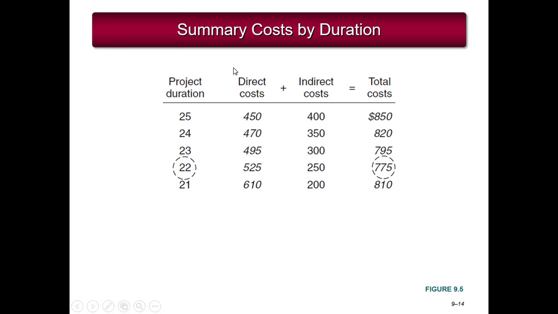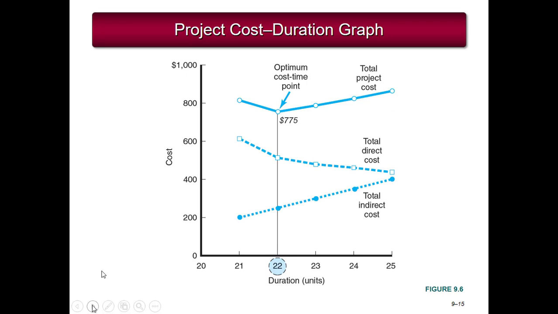So this table shows the project duration from those network diagrams, the direct cost plus the indirect cost of each, and then it shows the total cost. And here at project duration 22 and total cost 775, we have reached that optimum time cost point described in the duration chart. So here it is, showing the optimum duration and the optimum cost as a trade-off of project cost and duration.